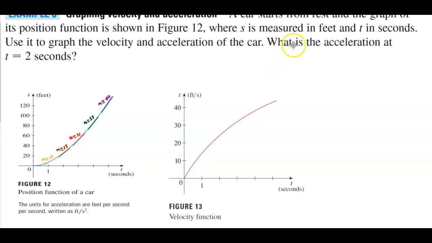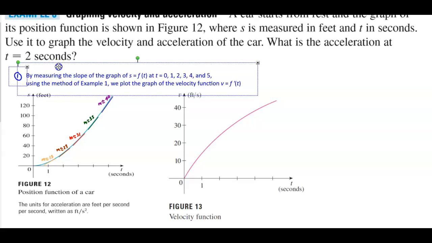Once we do that, we want to find out what is the acceleration at t equals 2 seconds. First, we want to measure the slope of the graph of the position function at the values of 0, 1, 2, 3, 4, and 5, using the method of example 1 that we've done at the very beginning of this section. And then we plot the graph of the velocity function v equals f prime of t.